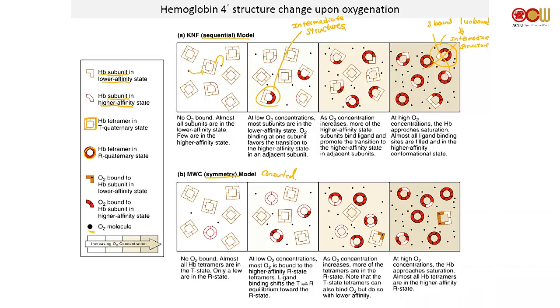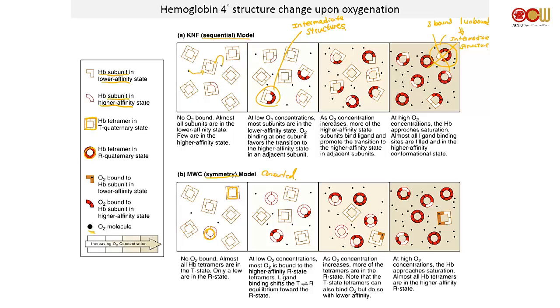Now, the concerted model, or the symmetry model, then says at low O2 concentration, you already have the T state and the R state. It's just that the equilibrium between the T state and the R state favors the T state. You still have R state. You still do, but maybe very little.